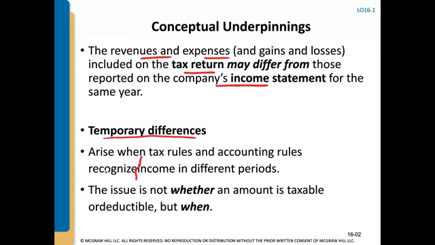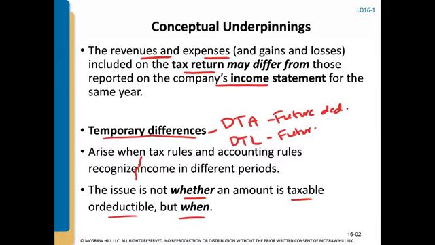So the issue for tax purposes is not whether an amount is taxable or deductible, but when can you take that deduction, or when do you have to recognize that revenue, which might be different than financial reporting. And when that happens, temporary differences arise, and either a deferred tax asset is recorded for future deductible amounts, and a deferred tax liability is recorded for future taxable amounts.